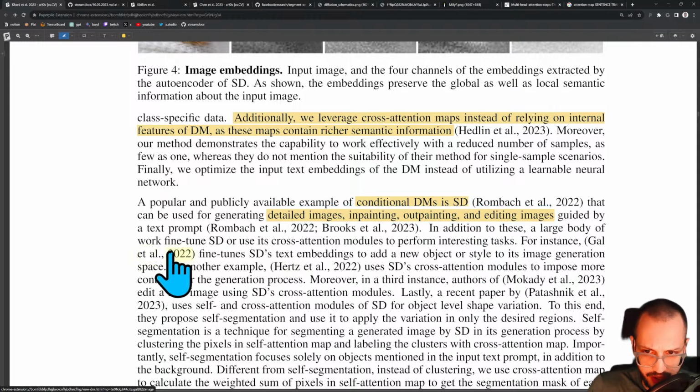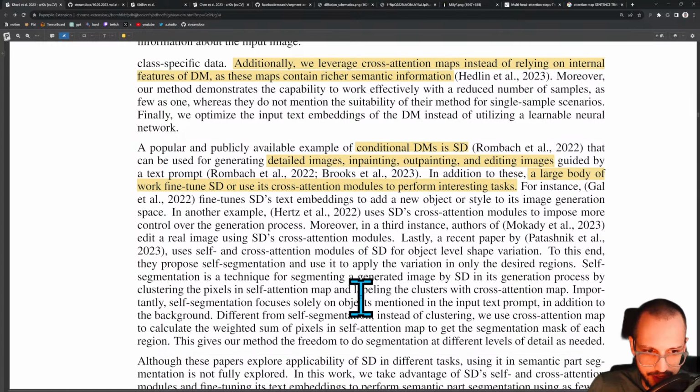A large body of work fine-tunes stable diffusion or its cross-attention modules to perform interesting tasks. Okay, so maybe they're not extremely original in using this cross-attention module for stable diffusion. Here's a bunch of other papers that try to do this. So a 2022 paper where they fine-tune the text embeddings to add a new object to its style or its image generation. Another 2022 paper where they use the cross-attention module to impose more control. And then a 2023 paper where they edit an image using the SD's cross-attention. And then another 2023 paper where they use the self and cross-attention modules for object-level shape variation.